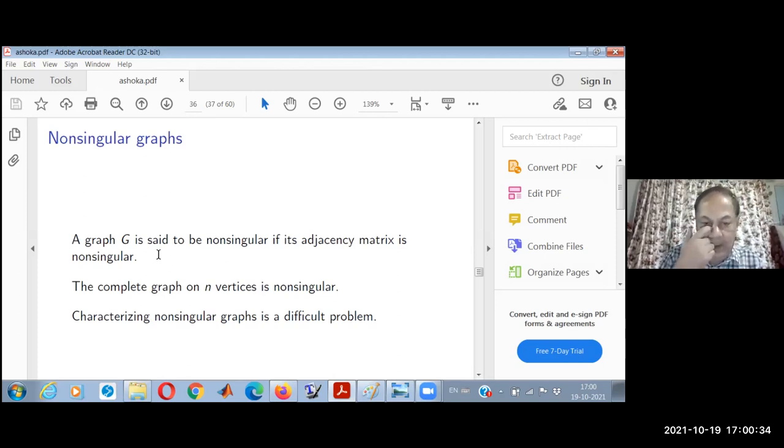So Laplacian matrix, I did not define it. All you have to do is take the adjacency matrix, make the minus of that, and put on the diagonal the degrees of the vertices so that the row and column sums are 0. So that's the Laplacian. And so there's a good contrast between the properties of the two.